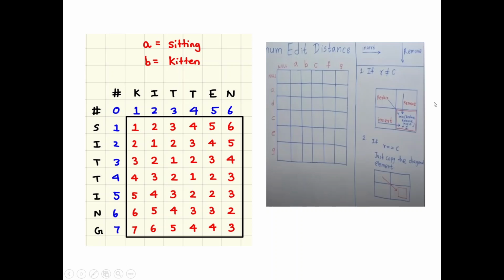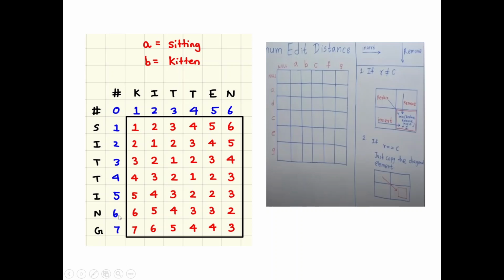We have three rules for solving the Levenshtein distance. If row is not equal to column, we have to consider three elements around the matrix: replace, remove and insert. Among these three elements, find which one is minimum, and take that minimum plus 1. If row is equal to column, just copy the diagonal element to the corresponding box. So let us see the calculation.